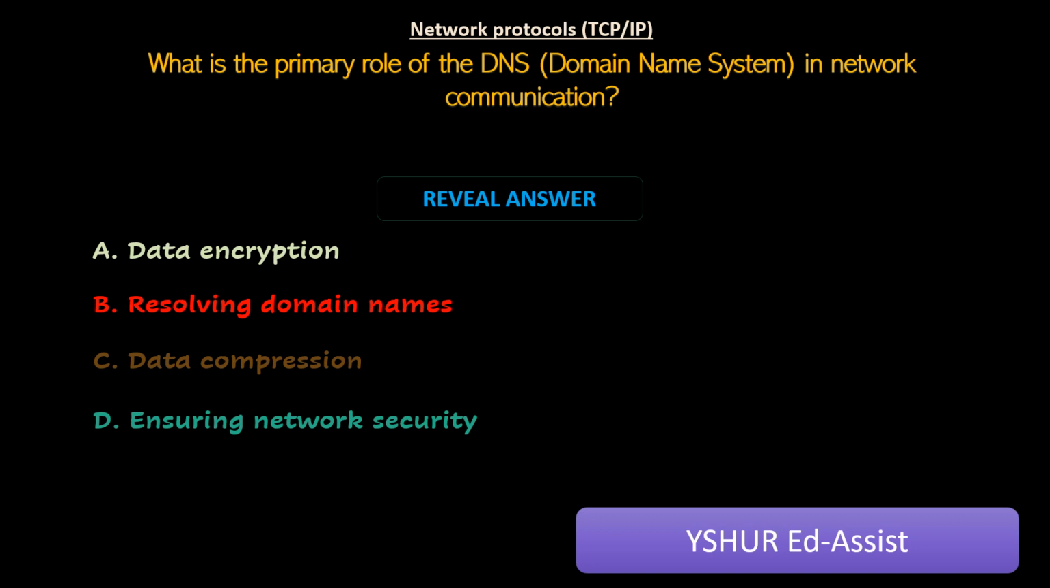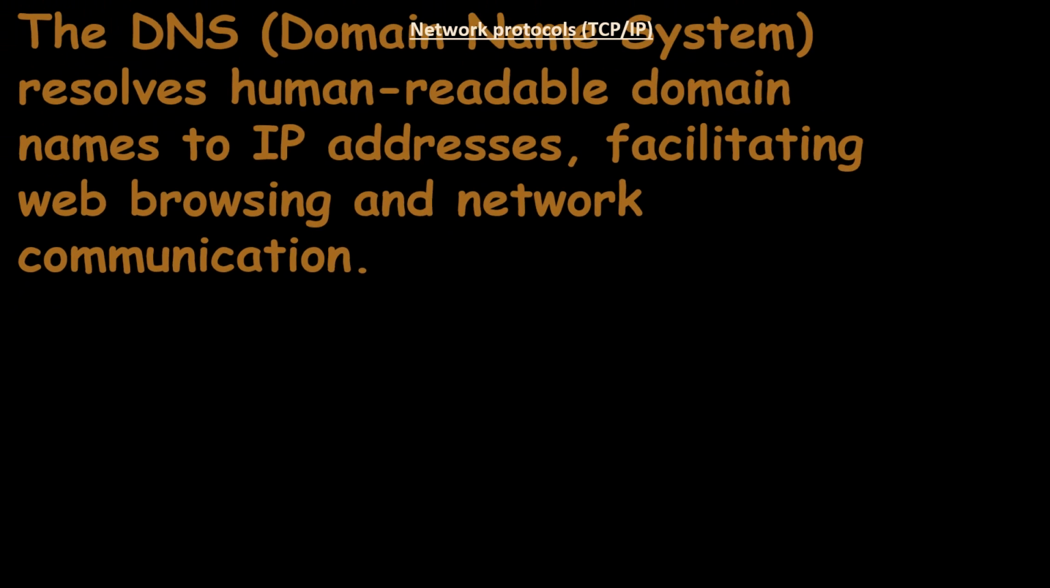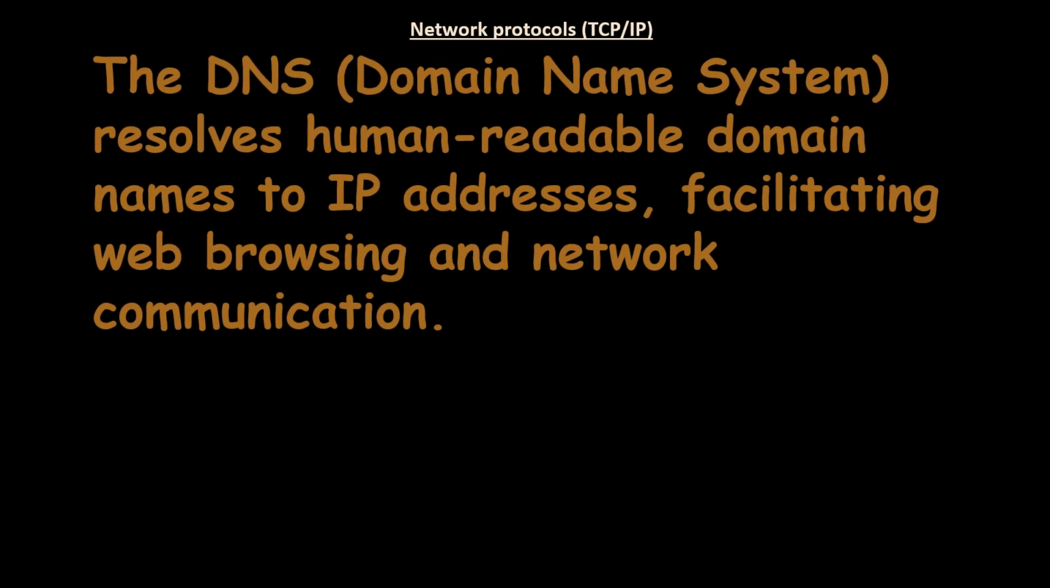What is the primary role of the DNS, Domain Name System, in network communication? A. Data encryption. B. Resolving domain names. C. Data compression. D. Ensuring network security. The DNS, Domain Name System, resolves human-readable domain names to IP addresses, facilitating web browsing and network communication.